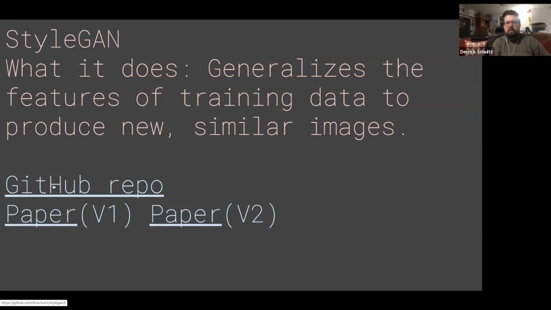So the repo we're going to use is V2. In this case, I actually think it's worth reading both the first paper and the second paper. The first paper is really about what they're trying to accomplish, and the second paper is about how they've optimized the first version to make it better.